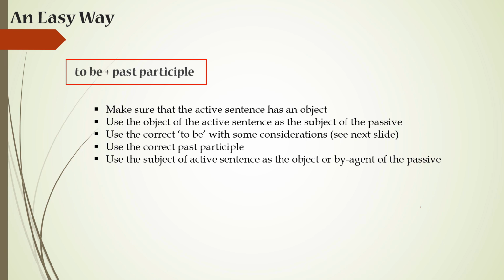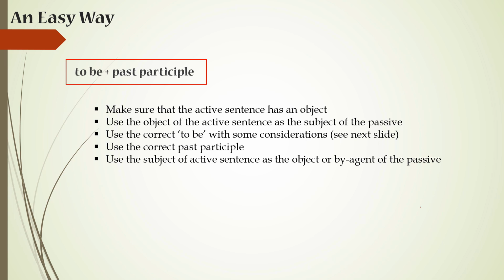After that, the object must be placed in the passive. Which one is the object? A letter. So a letter is the subject of the passive. And then the third way, use the correct to be with some consideration. I'm going to explain it briefly. Then we come to the next slide for the more complete explanation.